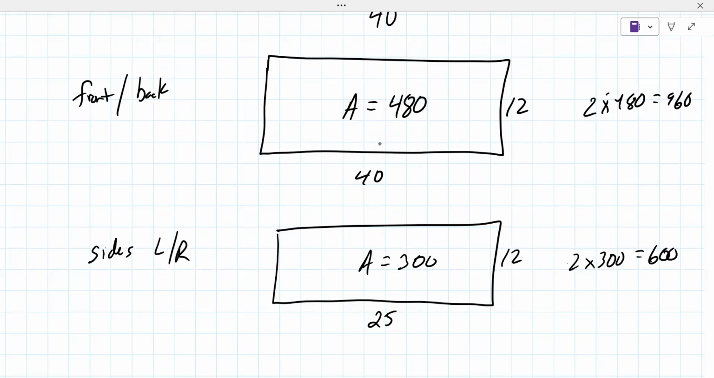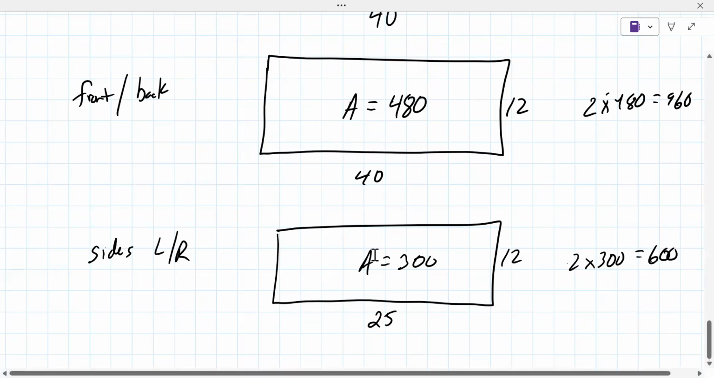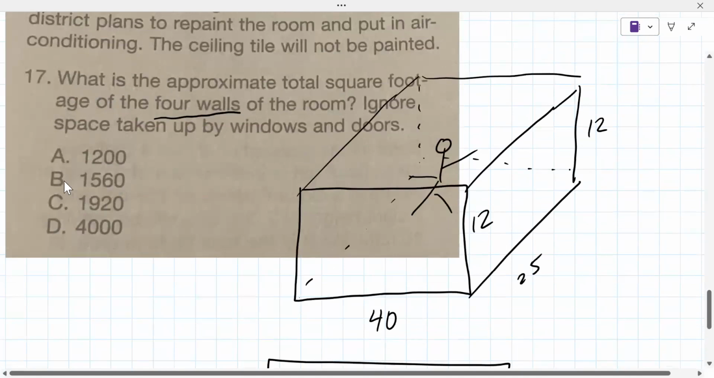Like just adding the areas together. Yes. So 960 plus 600 is 1,560. If we go back and look, is that one of the answers? Yeah, B. Yep. There you go.